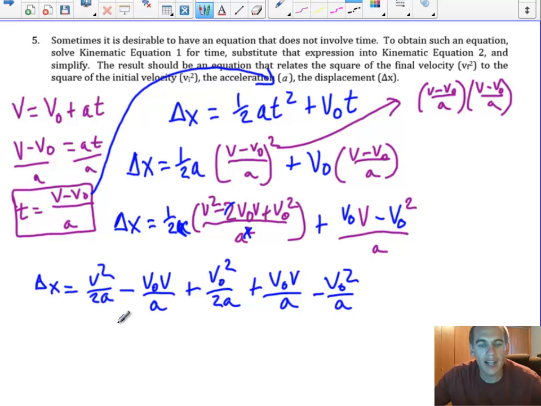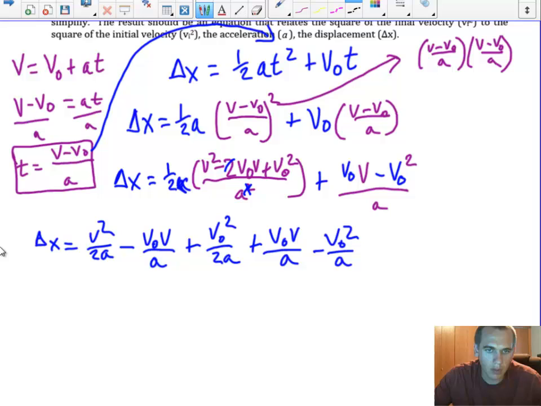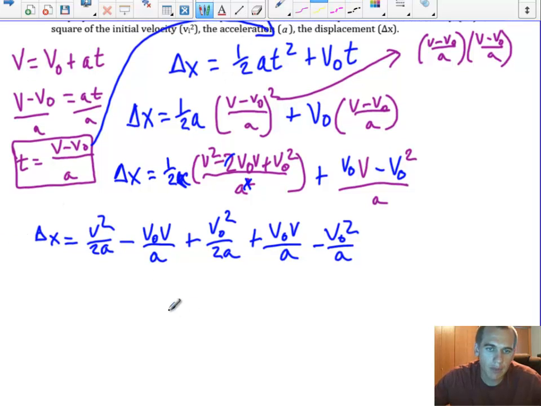Okay, so we have a lot of things that are over a, which is good, so we're going to be able to combine some terms. First thing that I notice jumps right out at me, negative v naught v over a, positive v naught v over a. Those two cancel, they're gone. Okay, I do not have any other v squared, so this term is going to stay. I don't have anything I can do with that or combine with that. I do have a v naught squared and a v naught squared, so I'd like to combine these terms, but this one's over 2a, this one's only over a, so I have to have a common denominator, so I'll just multiply by 2 over 2, and then we can combine these terms.